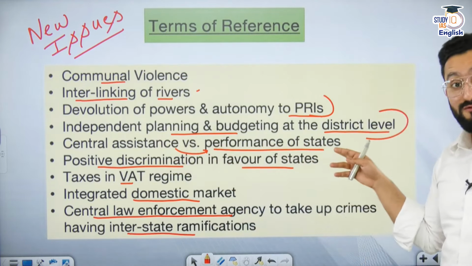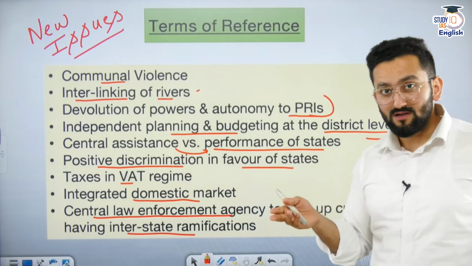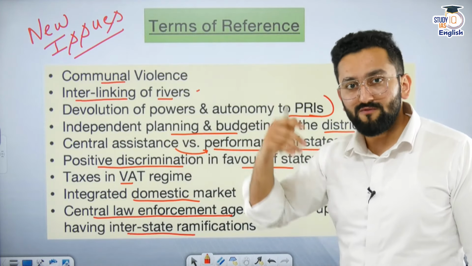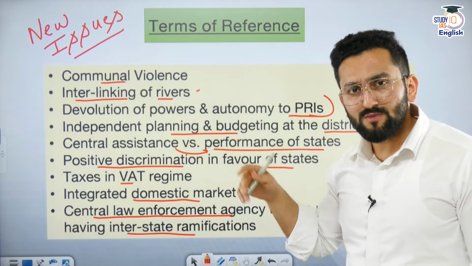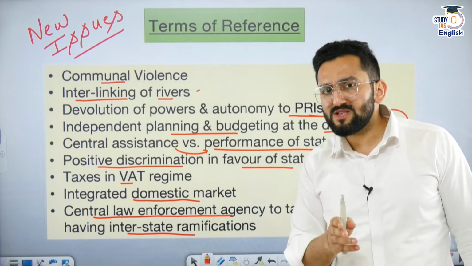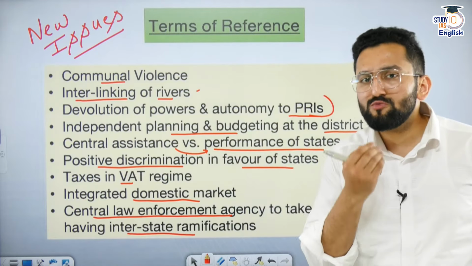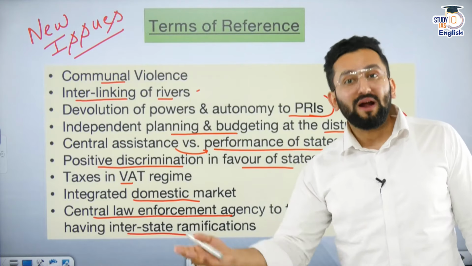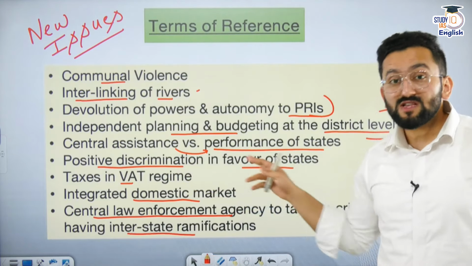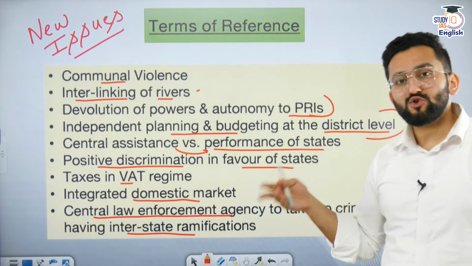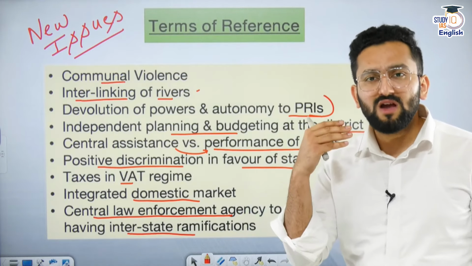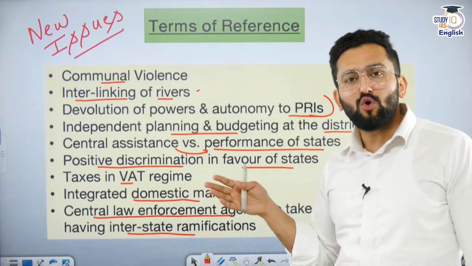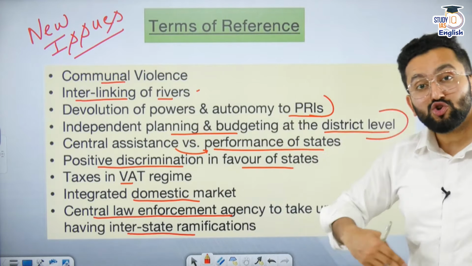Central assistance versus performance of states: assistance is given. States have demanded 75% of funds should be given to them. But now the Punchhi Commission asked whether funding should be based on performance. If states have performed well, then they should be given some additional funds so that other states can also get inspired and their administration also works better. Positive discrimination should also be there with respect to some states. It means if some states are lagging behind, say in education, drinking water, basic things, then the center should support them more.